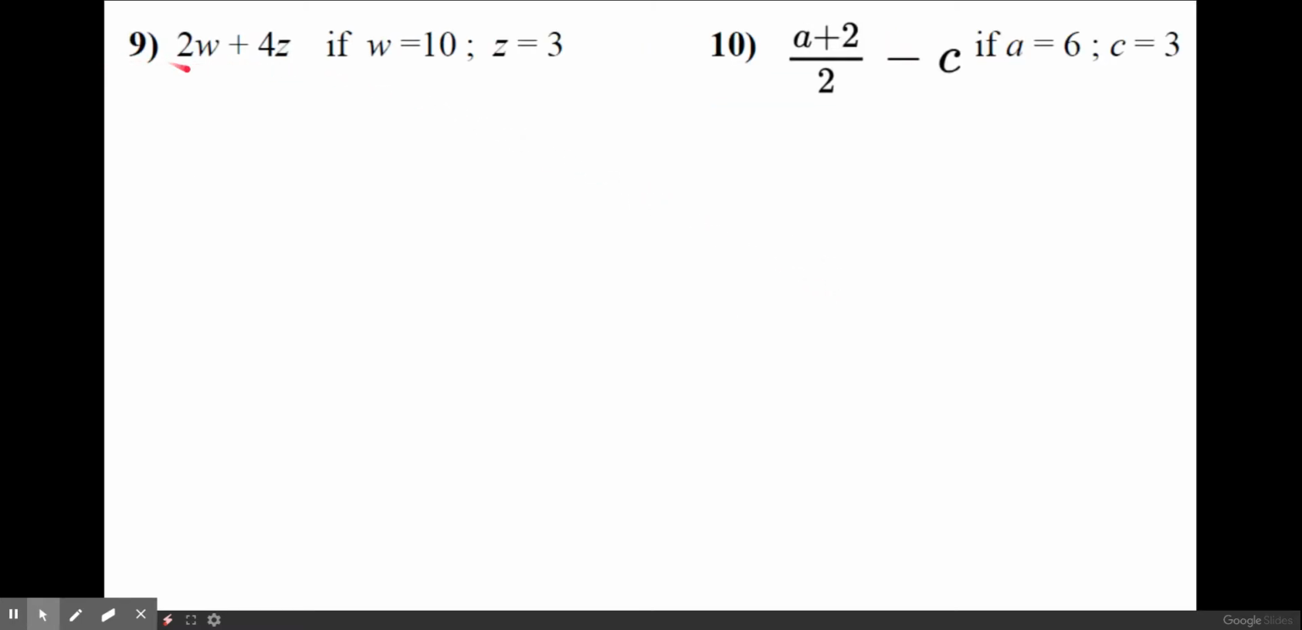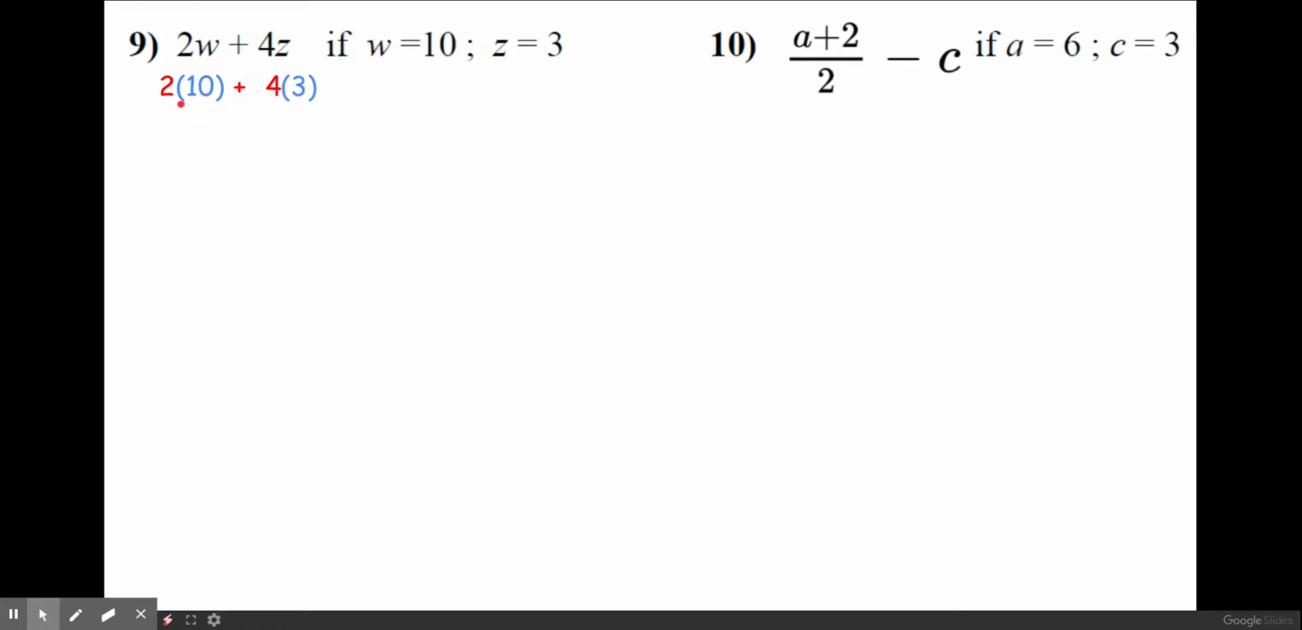Let's look at number 9. 2w plus 4z. Now we have two different variables, if w is 10 and z is 3. And this seems kind of scary, kind of complicated, but it's not that much different. You're just going to replace two separate variables. So in place of w, you're going to put 10. Bring down the plus sign, bring down the 4. And in place of z, you're going to replace it with a 3.